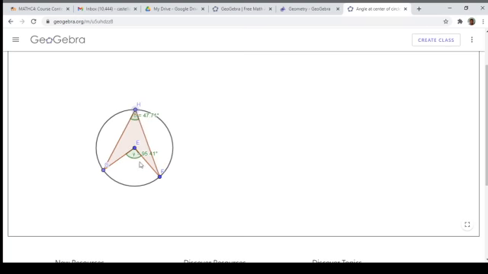So you can see that the angle at the center of the circle is twice the size of the angle at the circumference. Or the angle at the circumference is half the size of the angle at the center of the circle.